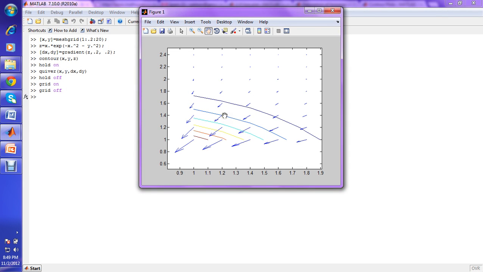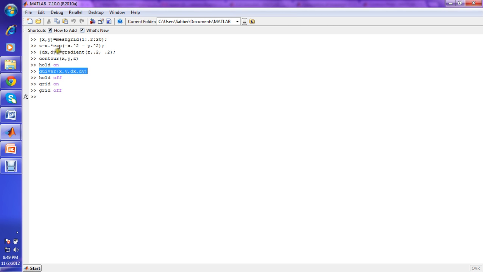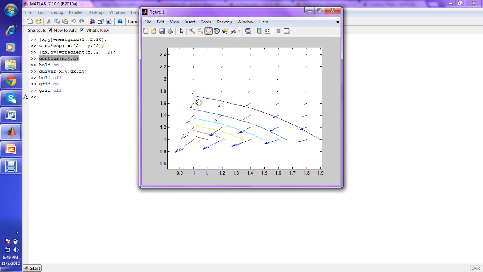So this is the function for how we can do quiver, and from this we have learned gradient function, mesh gradient, contour. So contour is the same as an isoline. That means this line represents the same values of g. So this line represents the same value of g.